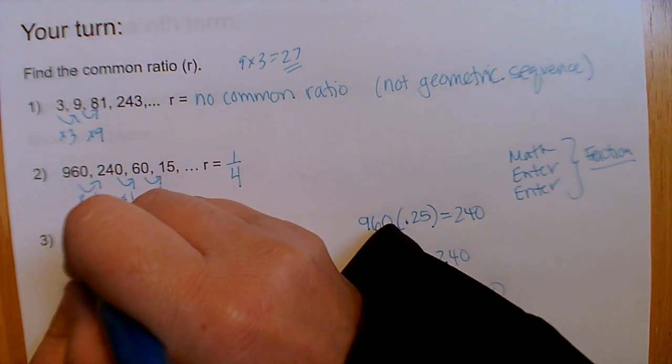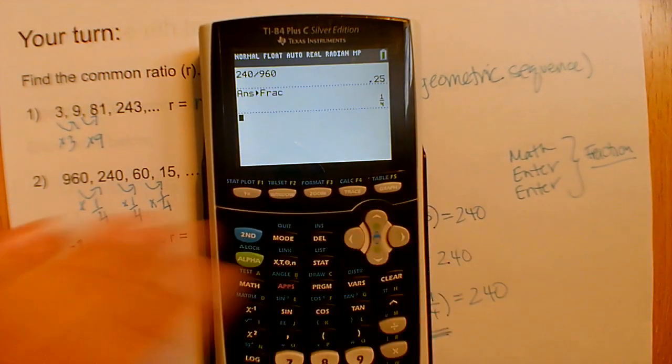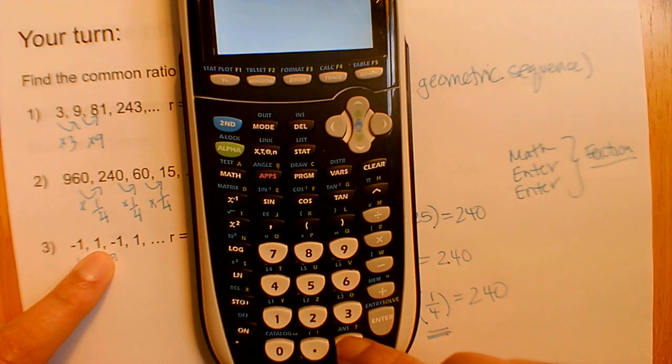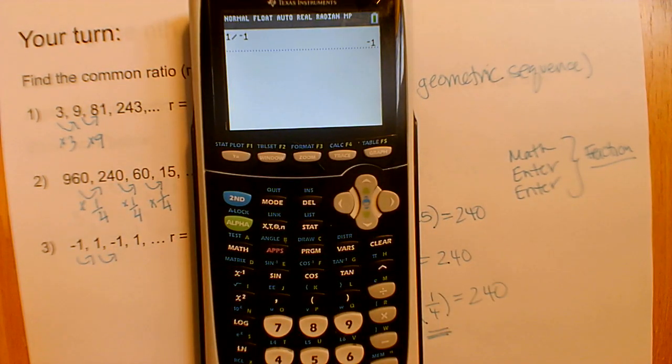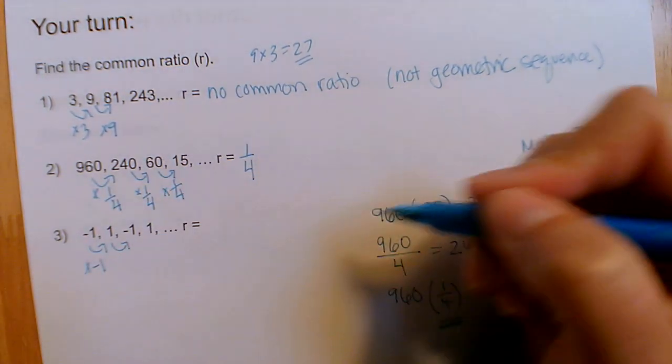We have negative 1, positive 1, negative 1, positive 1. Oh, I bet you the common ratio is going to be negative. So we are going to take this second one, positive 1, and divide it by, don't forget the negative button is down here, that negative 1. I'm thinking this is going to be negative 1. Yes. So times negative 1.